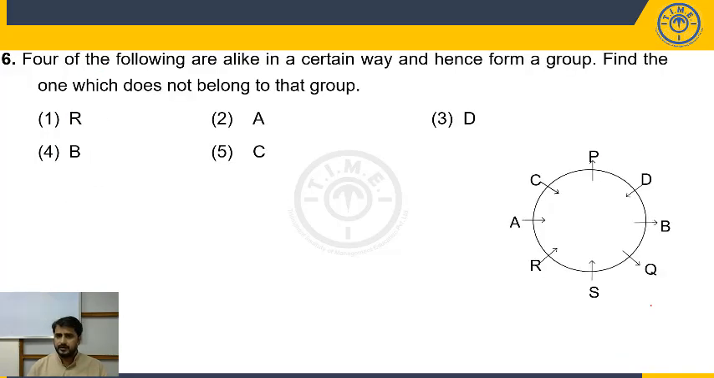Four of the following 5 are alike. Odd one out question. R is facing towards the center. A is facing towards the center. D is facing towards the center. B is away from the center. C is facing towards the center. So except B, the remaining all are facing towards the center, whereas B is facing away from the center. So B will be the odd one out. Choice 4.